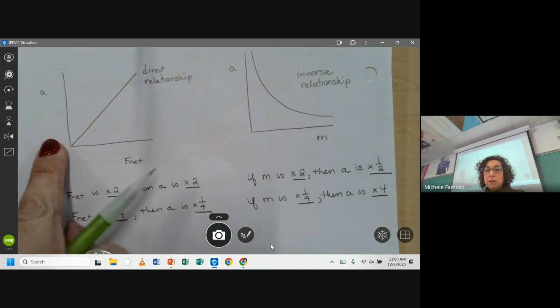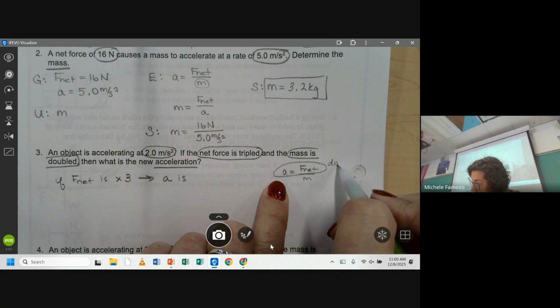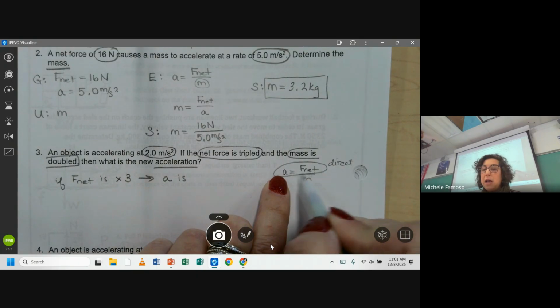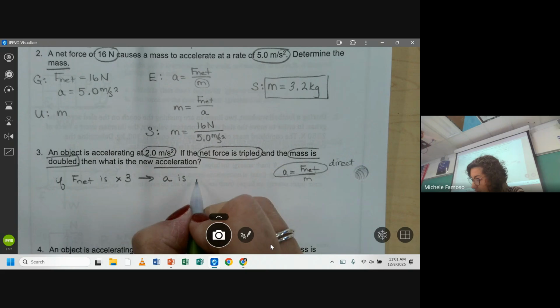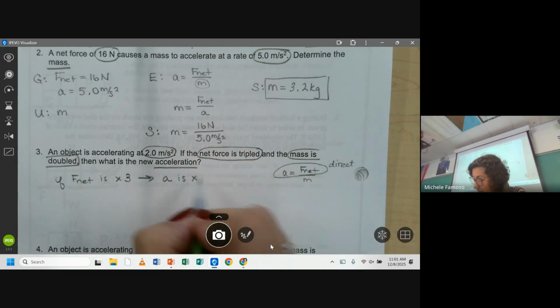Acceleration and net force is direct. When I put one variable in the numerator and the other variables on the other side, this is always a direct relationship between the two. So that means the acceleration is going to be multiplied by what factor, Mariah? That's right, a factor of 3.